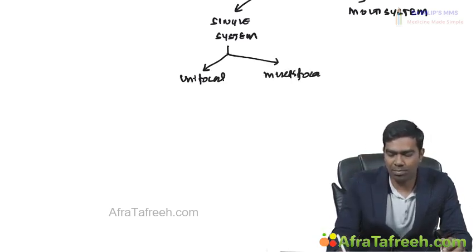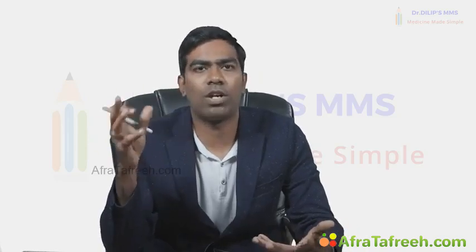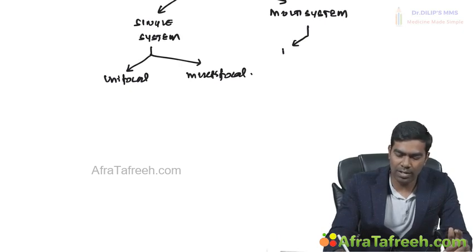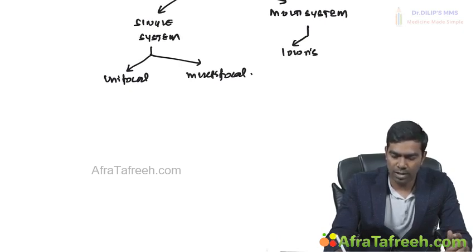A classic example of single system unifocal and single system multifocal: single system unifocal you can tell is maybe in the bone, monostotic, where only one area of lytic lesion will be there, and multifocal means polyostotic, multiple areas in the bone will have lytic lesions. This is called multifocal, single system involved. Simple example I'm telling. If it's a multiple system, you can again divide into low risk areas and high risk zones.